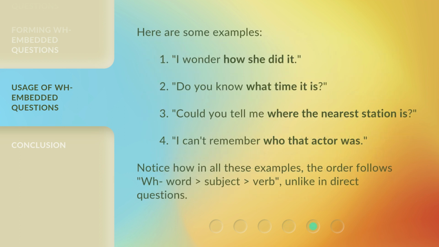Here are some examples. 1. I wonder how she did it. 2. Do you know what time it is? 3. Could you tell me where the nearest station is? 4. I can't remember who that actor was. Notice how in all these examples, the order follows WH word, then subject, then verb, unlike in direct questions.